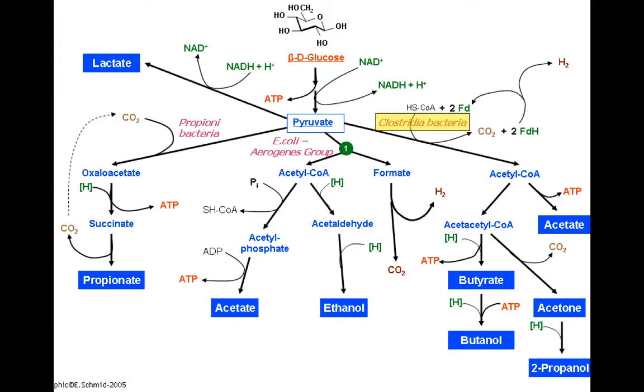So again, if you look at fermentation in this way, here's pyruvate at the center. This is the starting point for every fermentation pathway. Here's the Clostridia group of bacteria that will take the fermentation through acetyl-CoA. Sometimes they'll stop at acetate, other times they'll go to butyrate, sometimes to butanol, sometimes to acetone. As it turns out, this is a very historically important pathway.